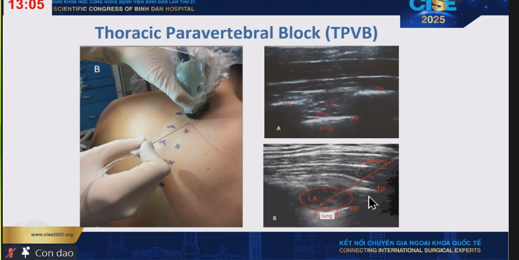The paravertebral block provides unilateral analgesia for both somatic and sympathetic nerves and can be performed under ultrasound guidance. For the parasagittal approach, the ultrasound probe is placed vertically about 2.5 cm from the spinous process. This view allows visualization of the erector spinae muscles.